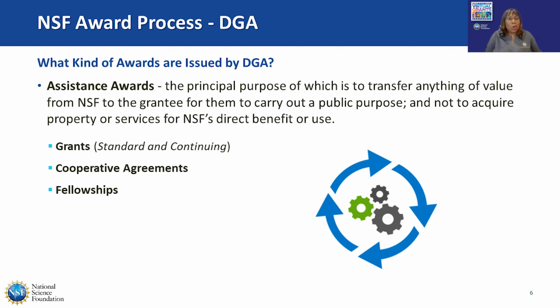So what kind of awards are issued by DGA? The vast majority of our awards are assistance awards, the principal purpose of which is to transfer anything of value from NSF to the grantee for them to carry out a public purpose and not to acquire property or services for NSF's direct benefit or use. In addition to assistance awards, DGA also issues grants, cooperative agreements, and fellowships.